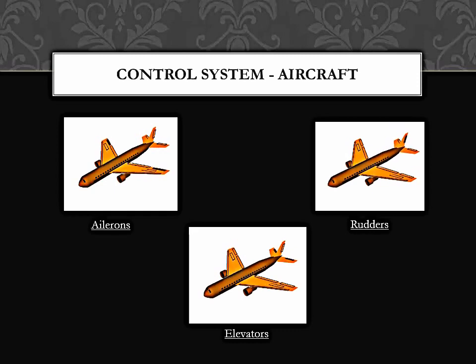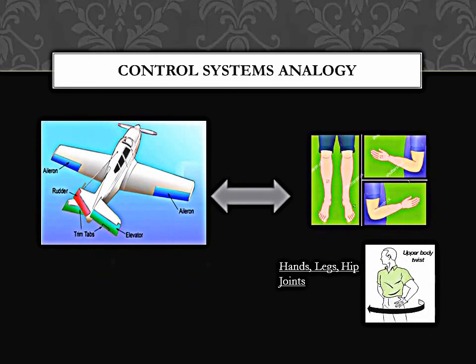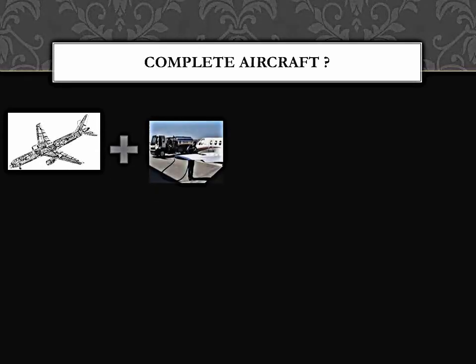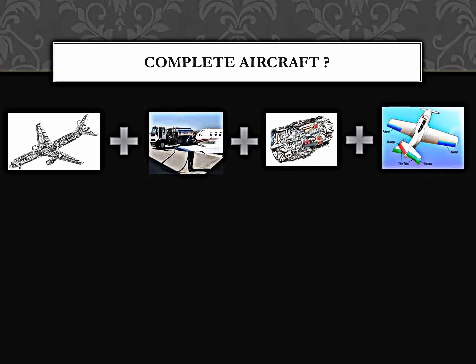So can I say ailerons and rudders and elevators are equal to legs and hands and hip joints? Yes. The hip joints and ankles help us turn left or right in a much smoother way. Otherwise, we'll be walking in a straight line like a robot. So now we have the energy to stand, structure to keep us intact, food as a fuel, digestive system as engine, and arms and legs as a control system.